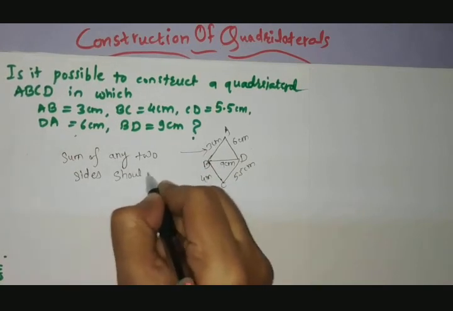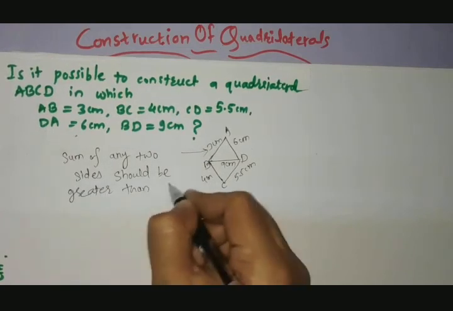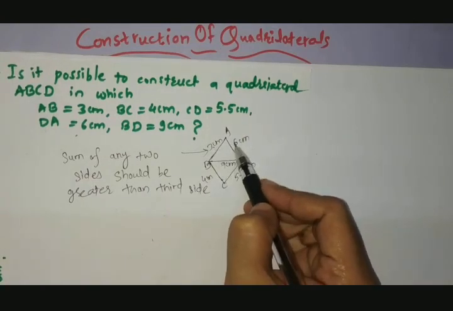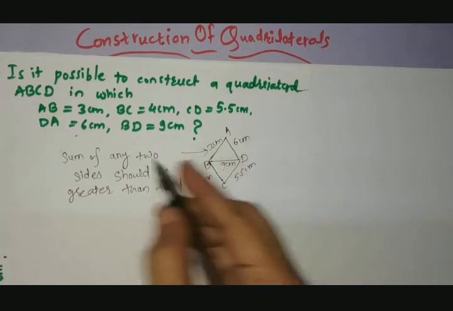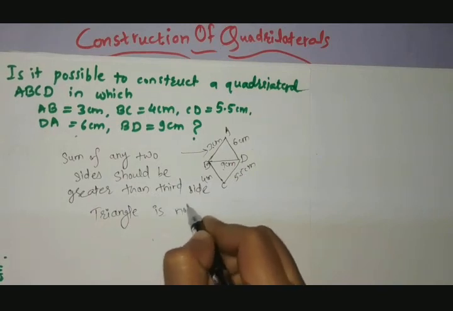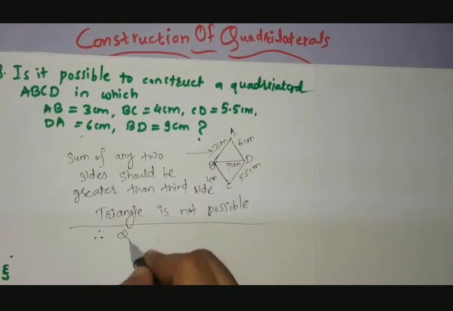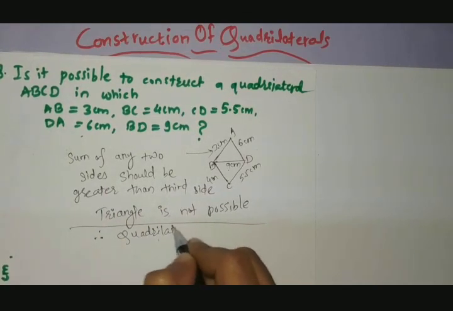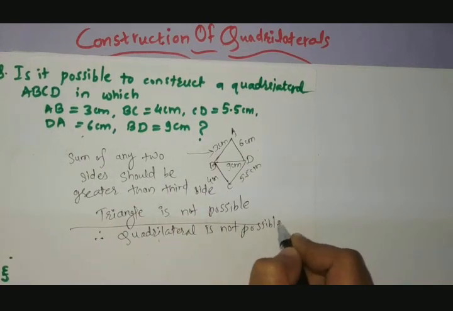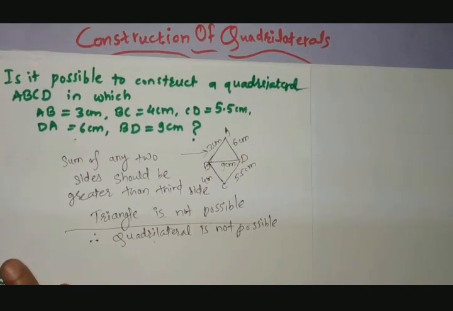So if we see the triangle inequality property, the sum of any two sides should be greater than the third side. So here the two sides are 3 plus 6, 9. 9 is equal to 9 coming. So in this case the triangle is not possible. As the triangle is not possible, therefore the quadrilateral is also not possible. So you can say the triangle is not going to form because of the triangle inequality property. That's why the quadrilateral is also not going to form.